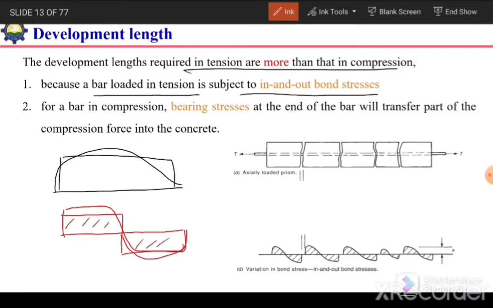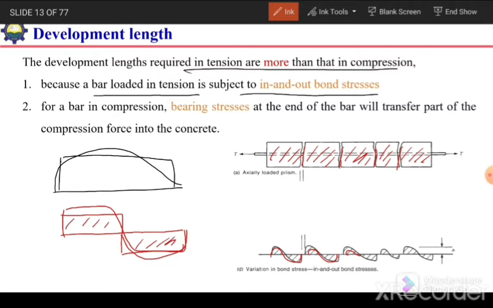So the overall average value of the bond stress will reduce because of this in and out mechanism. And in case of a bar under tension, the concrete around it will crack like this, and each segment of this beam or cylinder will act as a separate portion, and for each portion there will be an in and out mechanism for the bond stress, and as a result the average bond strength will be reduced.